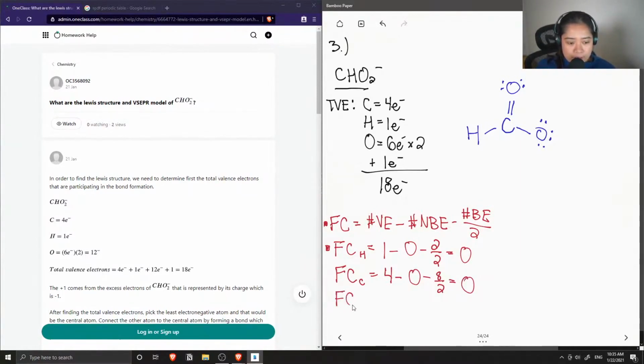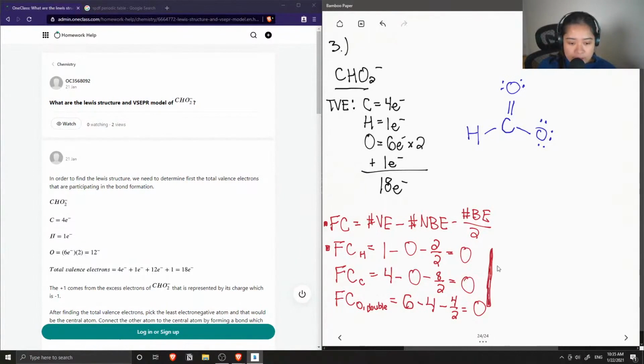Now let's calculate the formal charge of one of our oxygens, the one that has a double bond. Oxygen has 6 valence electrons. It has 4 non-bonding electrons, and because there's a double bond, there are 4 bonding electrons divided by 2. So the double bonded oxygen also has a formal charge of 0.